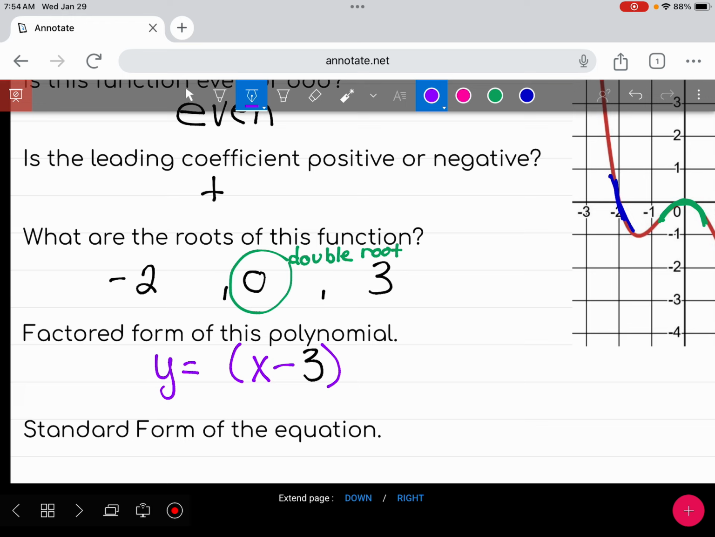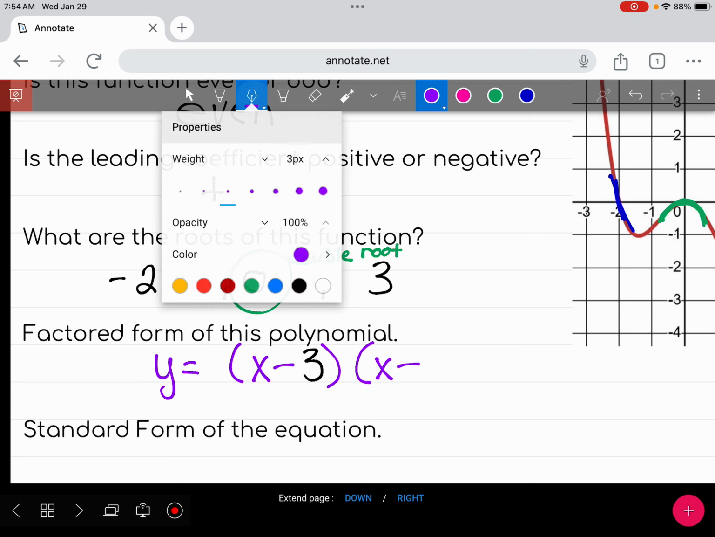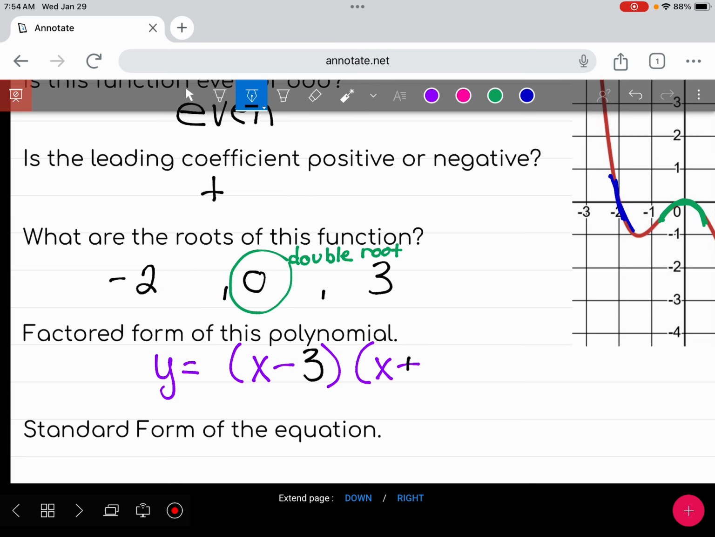So I'm going to have my x minus 3. I'm going to have my x minus negative 2, which becomes x plus 2. And then we're going to have our x minus 0. You can write it as x minus 0. We can also realize that thing is the same as x. Same thing. But I need that to happen twice.